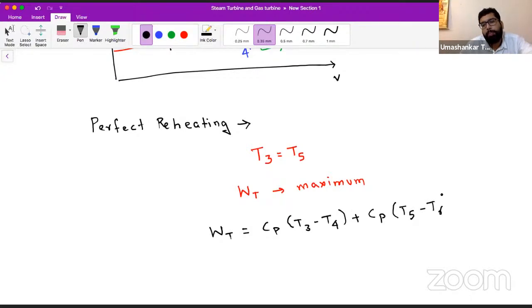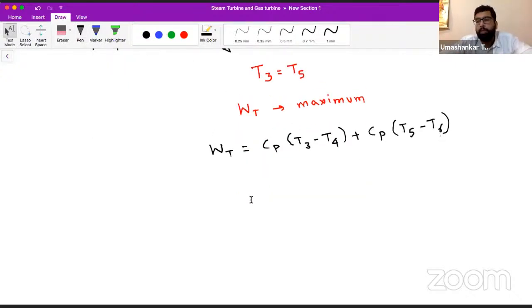So we have to maximize it. Again, you can follow the same procedure and differentiate it with respect to some variable. You can convert it into the pressure ratio, as we have seen in the intercooling cycle. I believe you will be able to do it, so I'm directly writing the result. The result is very much similar to what we get in the intercooling cycle.